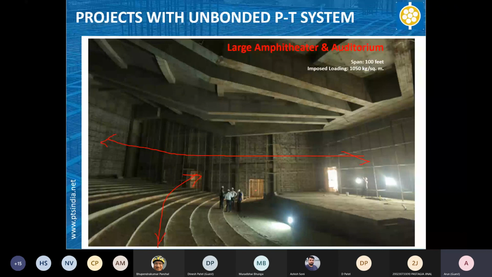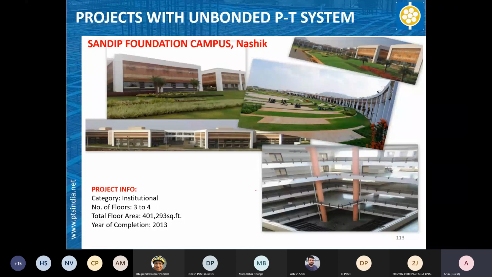One of the projects we completed in 2013 is for the Sandeep Foundation campus, the entire campus, almost all the buildings in Nashik. It was an institutional building, and it has classrooms, an auditorium, the library, the administration room, everything.